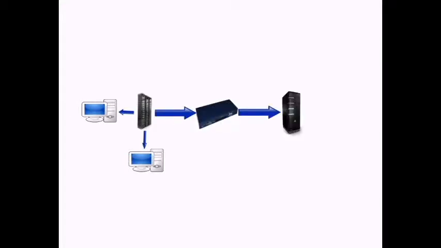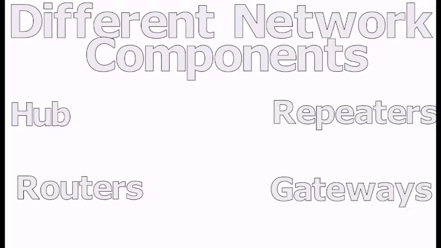Internetworking is the practice of connecting a computer network with other networks through the use of gateways that provide a common method of routing information packets between the networks. So let us first learn about the different network components: a hub, repeaters, routers, gateways, and switch.